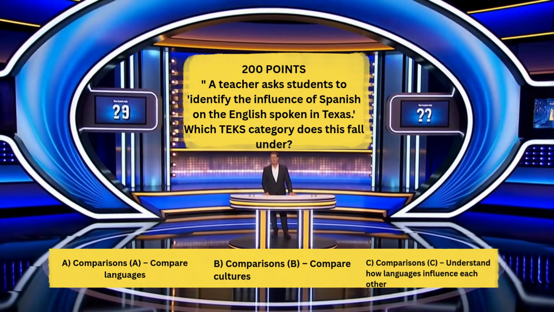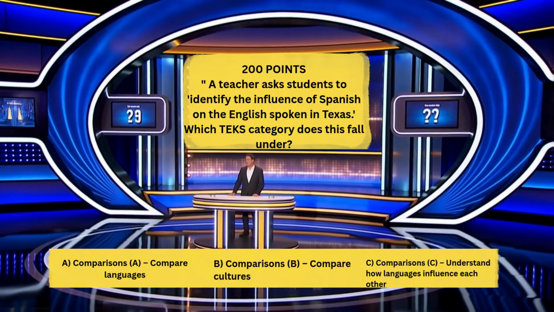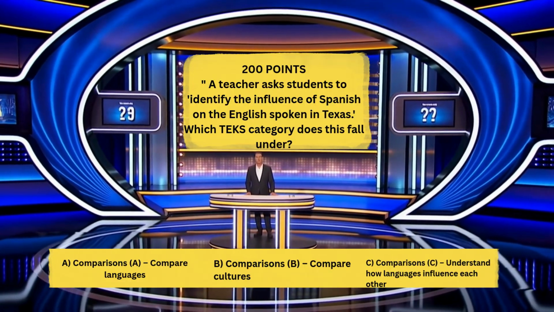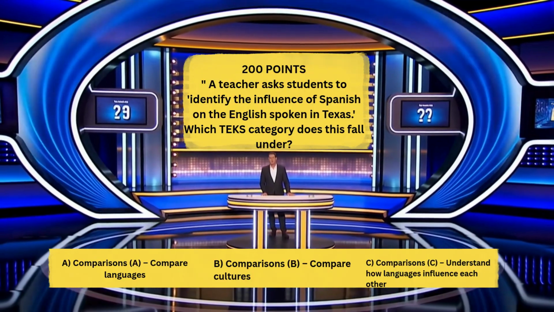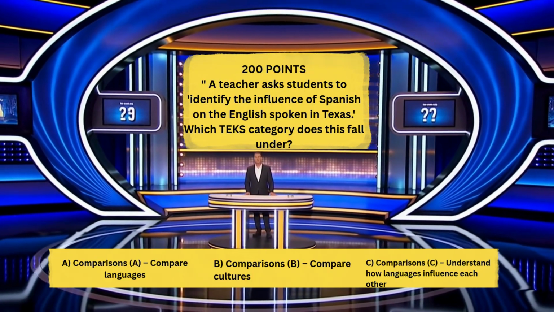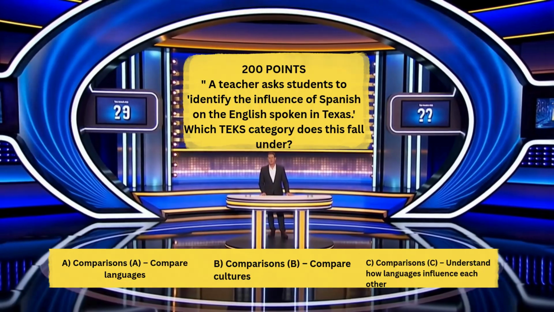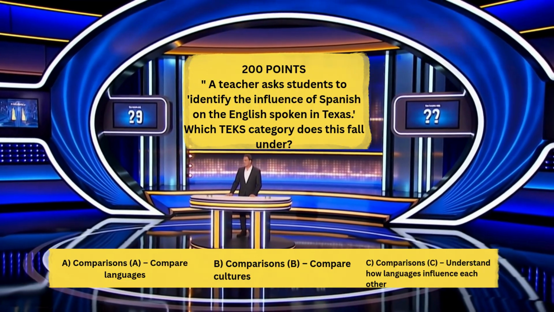The answer, comparisons. Letter C, the last one. This isn't just grammar or daily life. It's about how languages borrow from each other and evolve. Words like rodeo, taco, and canyon. That's language influence. Add 200 points if you got it.